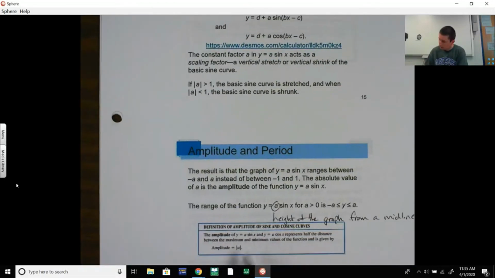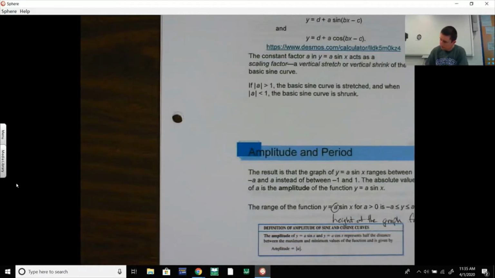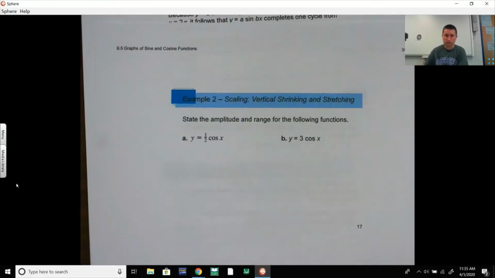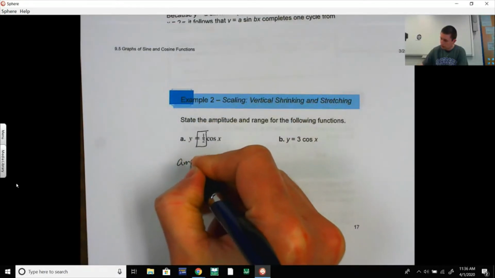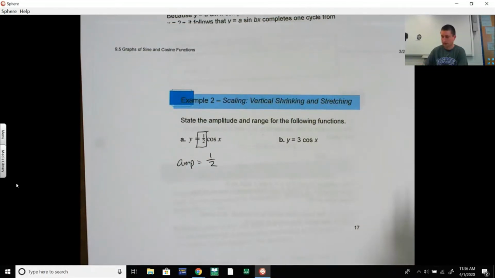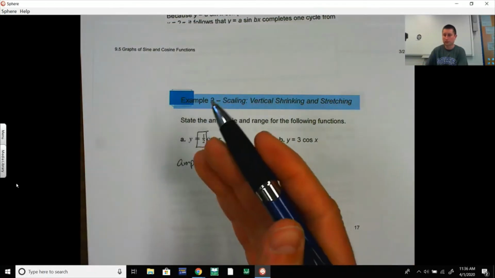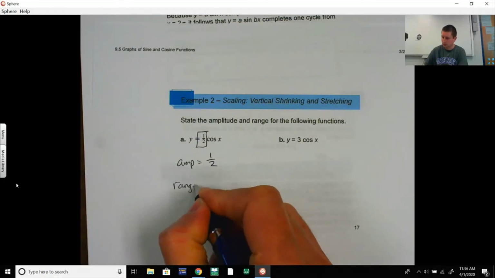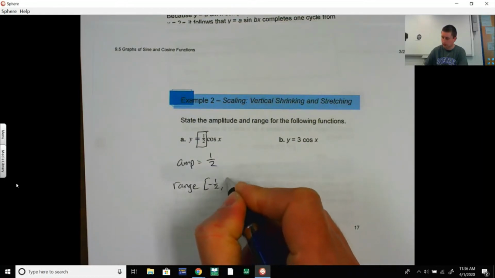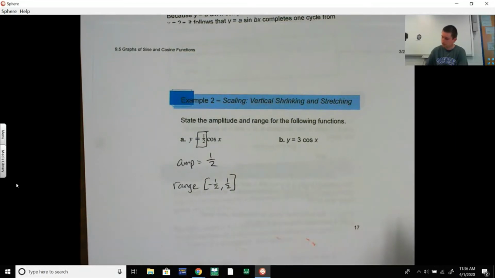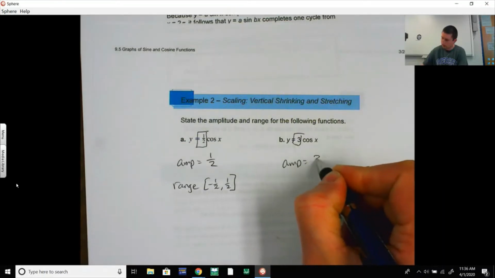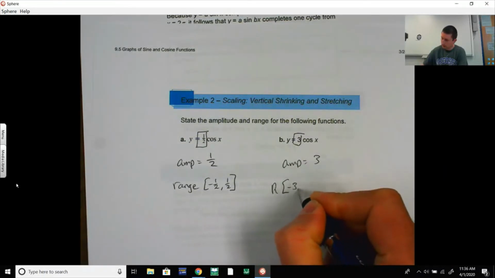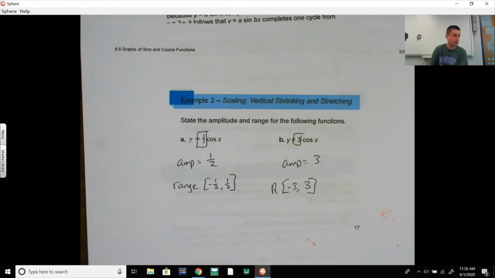Okay, so the amplitude is just the absolute value of a. State the amplitude and range for the following functions. Here is the 1/2. Your amplitude would equal 1/2. So from your midline, you're going to go up 1/2 and down 1/2. So your range would be from -1/2 to +1/2. Here, your amplitude is 3. So your range would go from -3 to +3. The height of the graph there is 3.